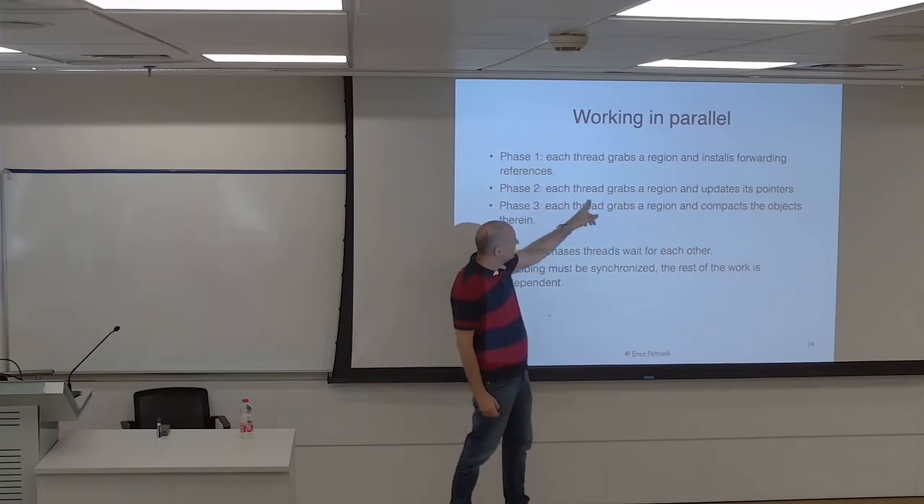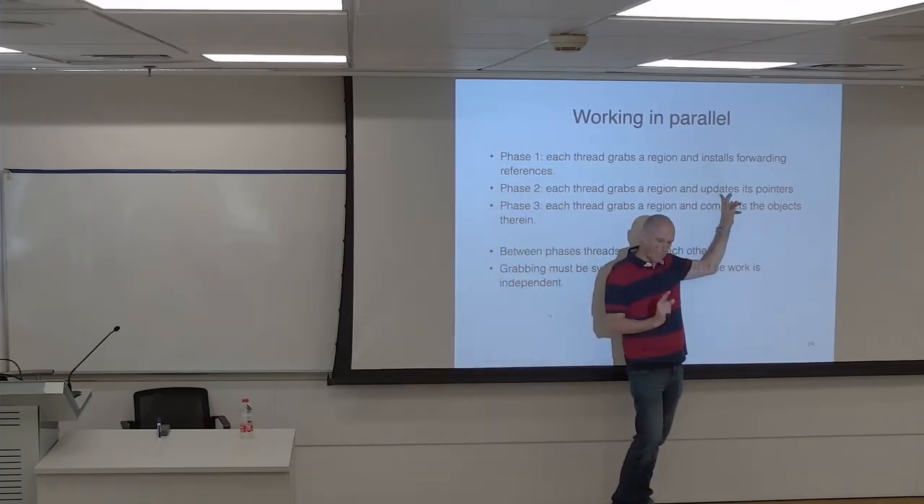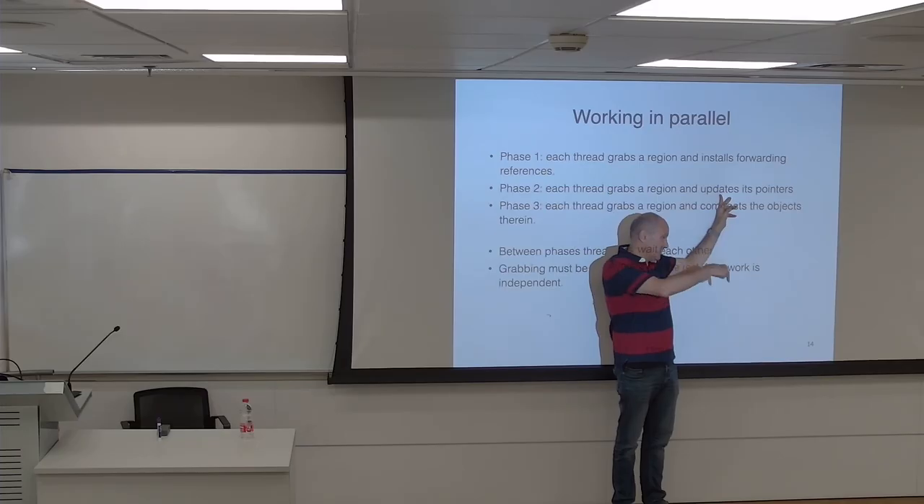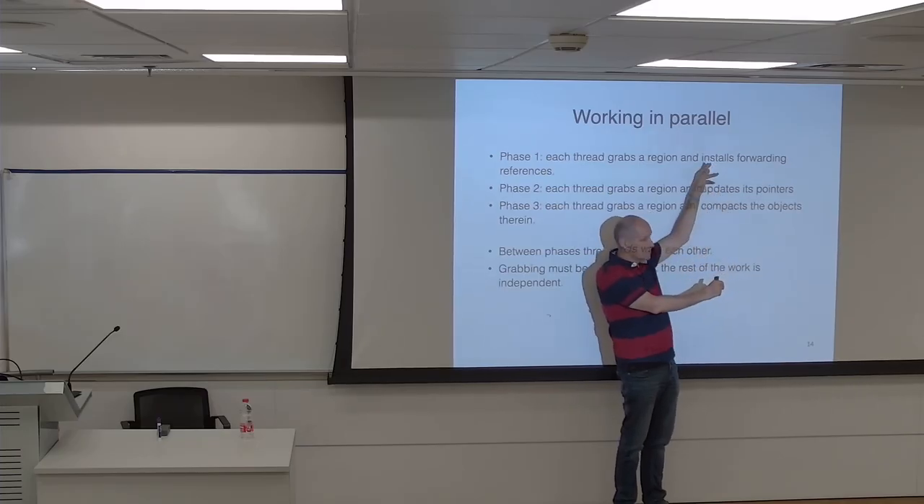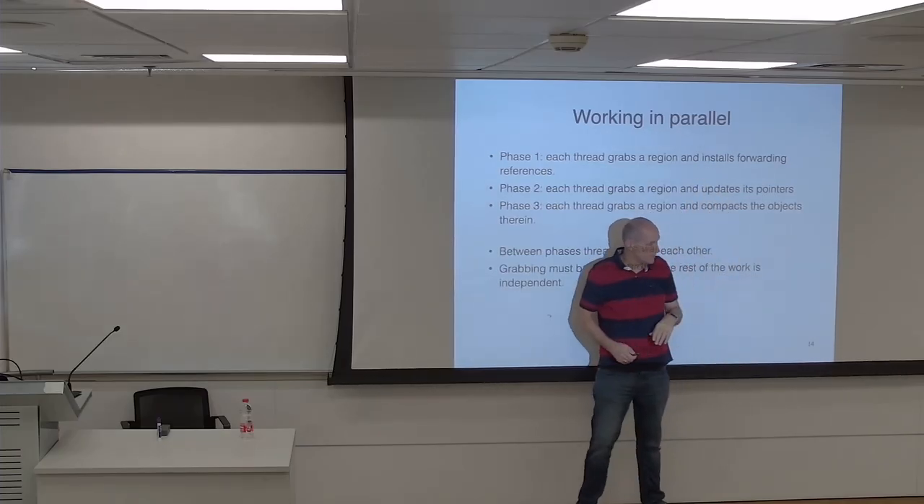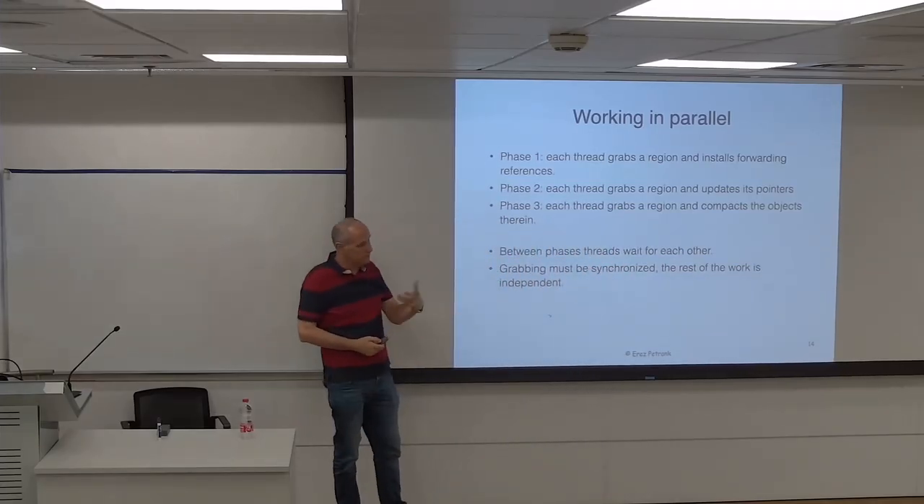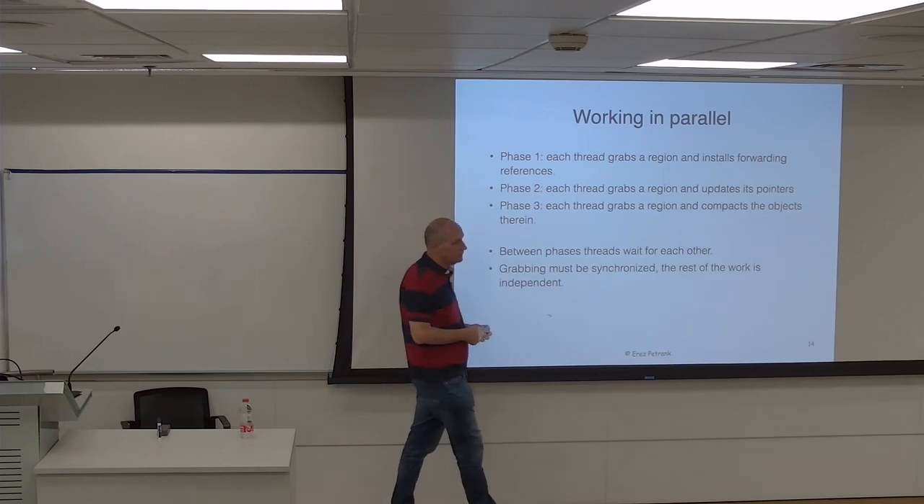Here, because I want to update the pointer, I look at the pointer and it points somewhere. It could point to other areas. So it's okay. I look at the other area, I see the object. It has a forwarding pointer because phase one is done. But I can just read it and fix the pointer that I'm handling.